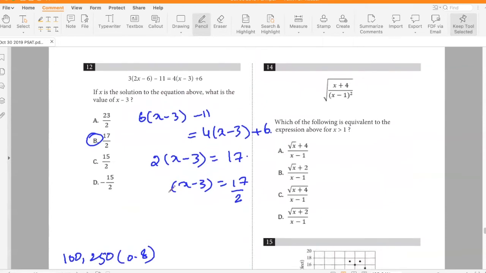Which of the following is equivalent to the expression above for all x greater than 1? So the numerator will just become x plus 4 and the denominator will become x minus 1 because the square and the square root will cancel out. So root of x plus 4 by x minus 1.